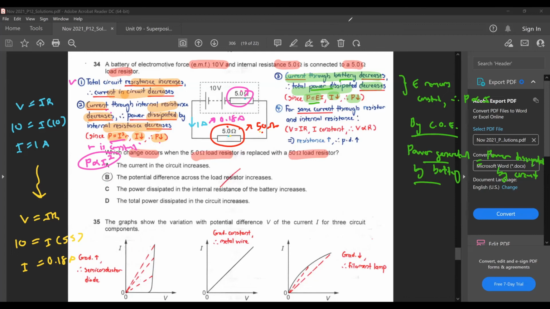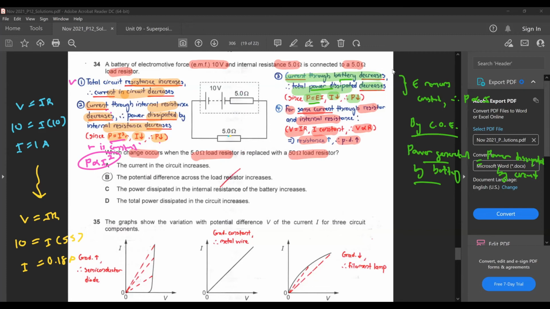Right, then the last one, number 4, which is this one. Number 4, I mentioned this. For the same current through the resistor and internal resistance, V is IR. If I is constant, V is proportional to R. When R increases, PD increases. This one is actually referring to this one.